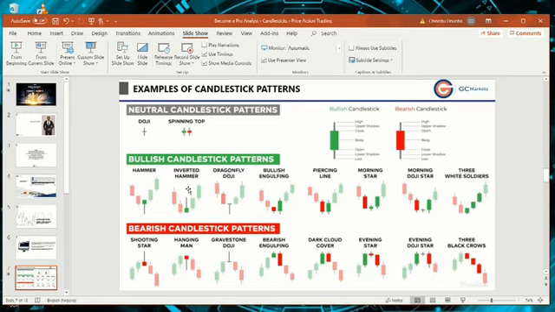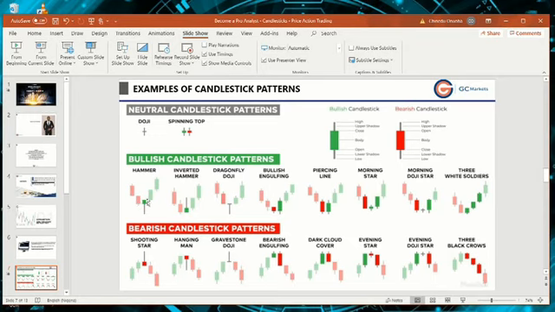Now the same thing with the inverted hammer, the dragonfly doji, the bullish engulfing pattern, the piercing line, the morning star, the morning doji star, and the three white soldiers. So these are just fancy names given to them. But the key thing is the candles that form, what they look like, and where they occur. So there are three basic ones that give us a lot of insight. If you can master trading those candlesticks, you can already become profitable if you know how to trade them well.